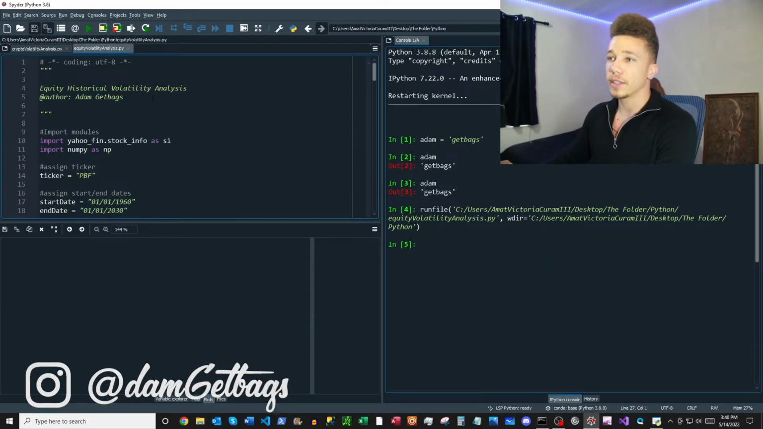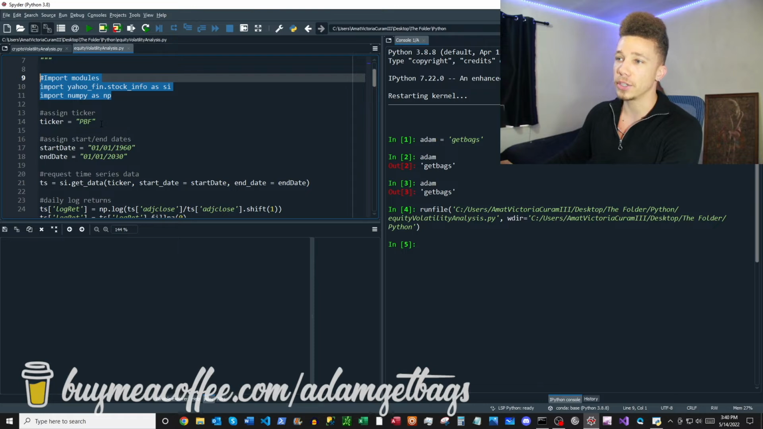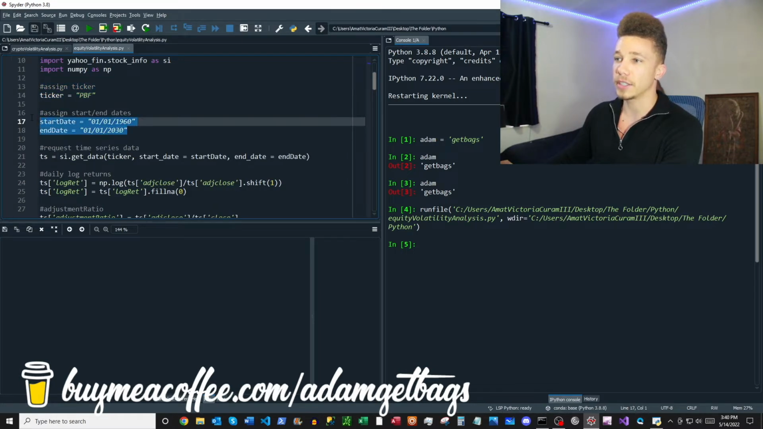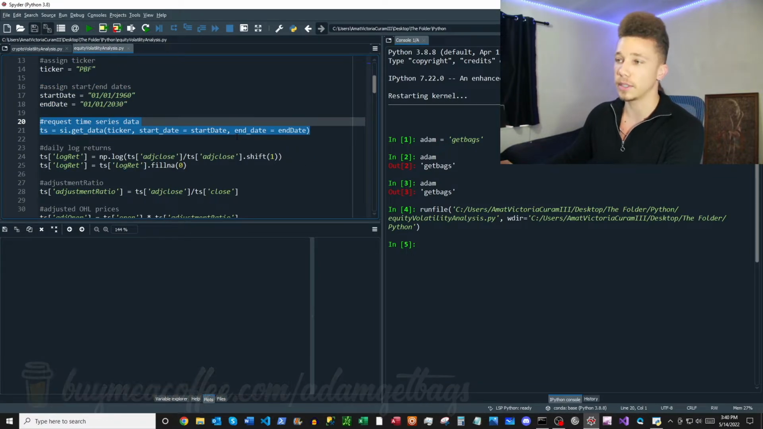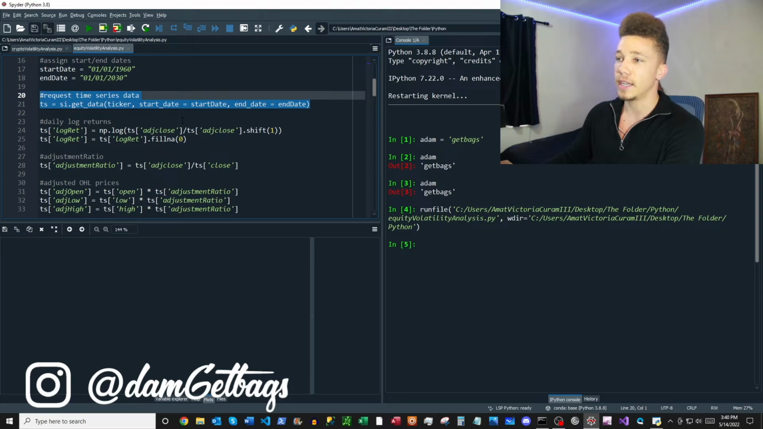So I have our equity volatility analysis up here. First thing, we import our modules. We're going to assign a ticker here to take a look at. PBF, they do pay dividends. All right, and then we have start date and end date. And then we're going to make a Yahoo data request just to keep things simple. Not everybody has the TD API set up, so I have both, so you can check those out.